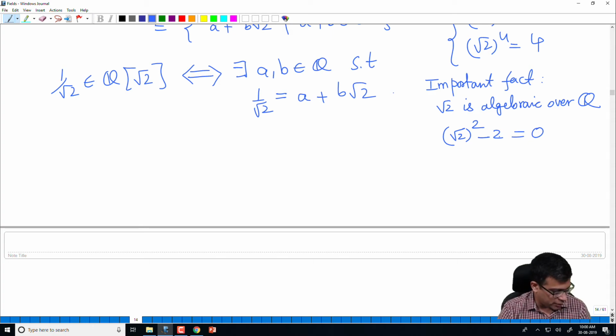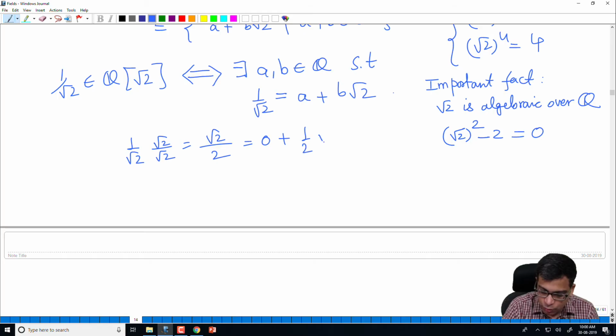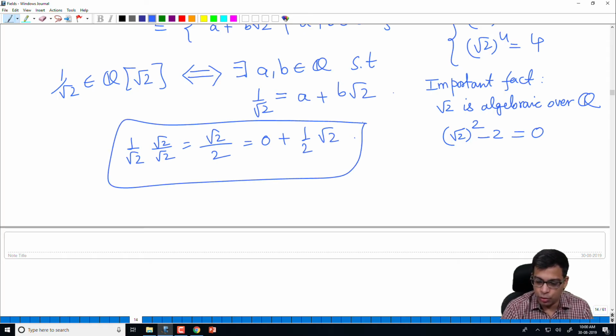So if you take 1 by root 2 and multiply both numerator and denominator by root 2, the whole point is root 2 squared becomes rational. So when you do this, it becomes root 2 by 2, and that's it, right? That we can write as 0 plus 1 by 2 root 2. Okay, so this is how we can write 1 by root 2 as a rational number plus another rational number times root 2. So 1 by root 2 is also in Q[root 2].